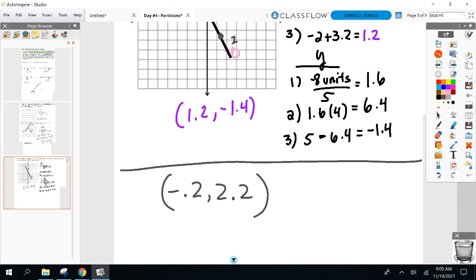I had the answer up there, negative 0.2, 2.2. So you divide it up equally by 10. And then you say to yourself, well, how many times do I got to go that distance? Look at your ratio. Ratio is 3 to 7. I got to go 3 times. So 0.6 3 times. And then add that or subtract it from your x value.